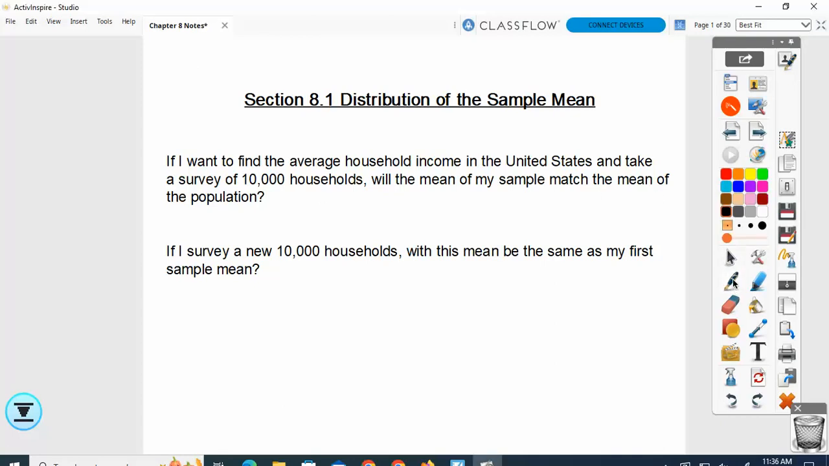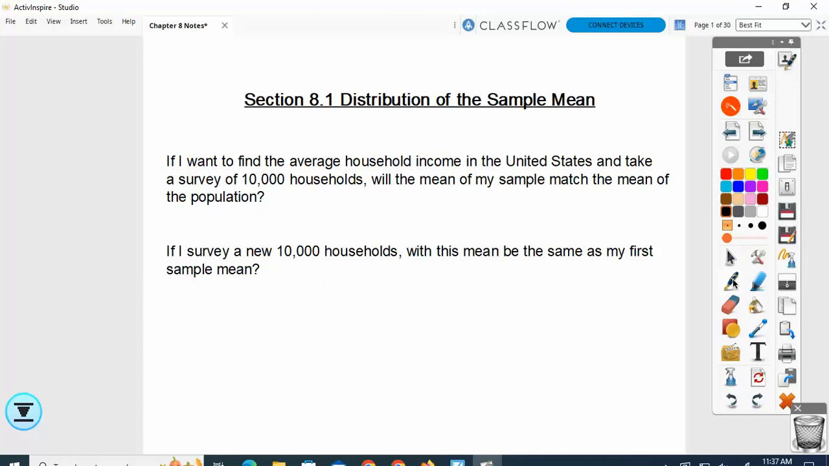So in chapter 8, we are still talking about some distributions, but this one is looking at distributions of the sample mean. Okay, and to kind of explain what that means, I have a little scenario here. If I want to find the average household income in the United States, and I take a survey of 10,000 households, would the mean of that sample be the same mean as the total population?